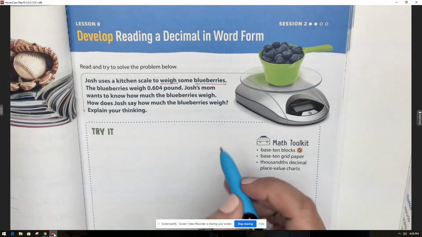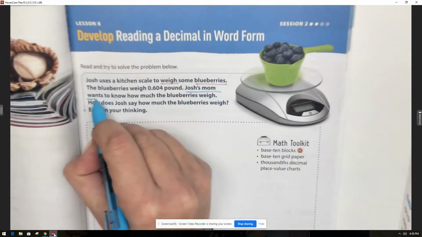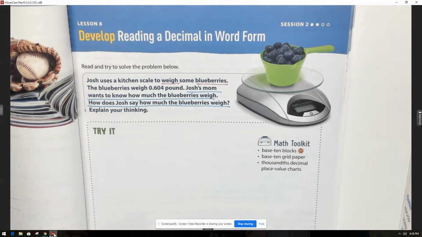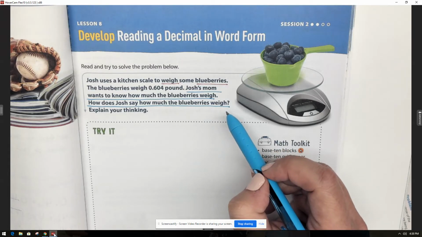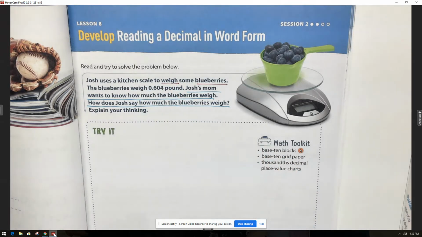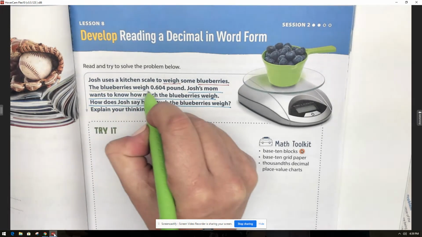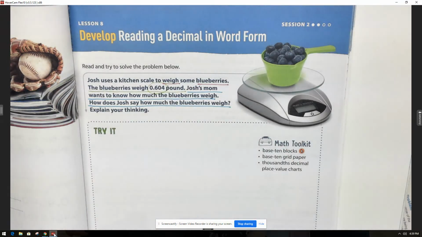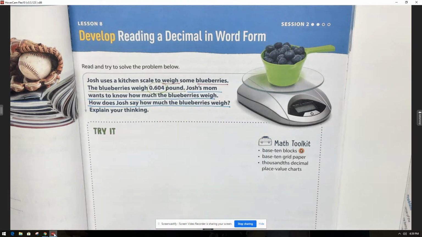what are we trying to find out? Josh's mom wants to know how much the blueberries weigh. How does Josh say how much the blueberries weigh? There's kind of a lot that we're really trying to find out, but ultimately what we want to know is how much do the blueberries weigh? In order to know that, we need this important information. The blueberries weigh this much of a pound. So we need to figure out, how do we say this much of a pound?